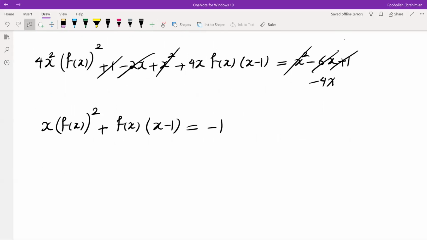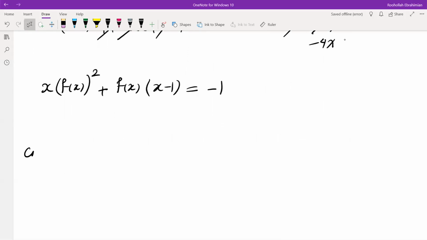I can look at now the coefficient of x to the power of n, perhaps n plus 1. So what does that give me? I have to look at the coefficient of x to the power of n here.